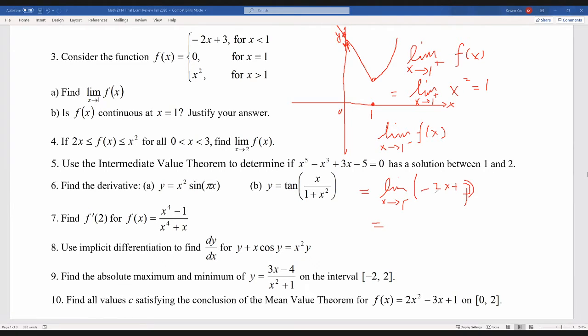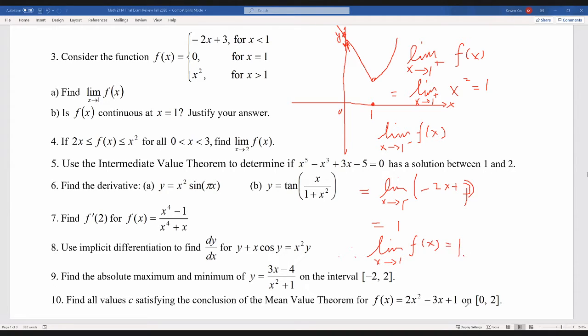Now you can put 1 inside, right? So it's negative 2 times 1, which is negative 2, plus 3, is 1. Right? So this you can use the direct substitution property. Okay, so they are both equal to 1, right? So therefore we have found the limit. The right limit and the left limit are both equal to 1. So therefore we have found that the limit of f(x) as x approaches 1 is equal to 1.